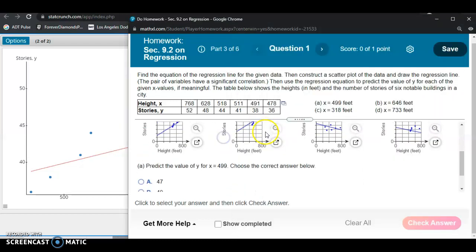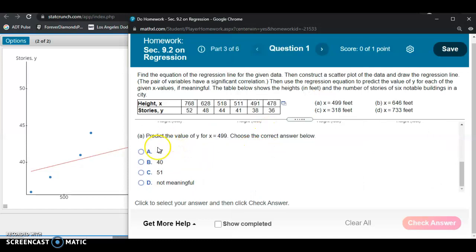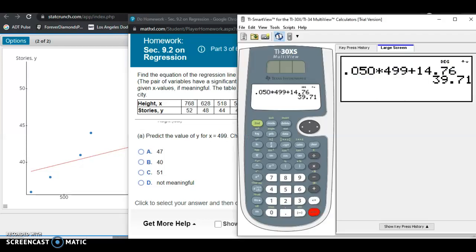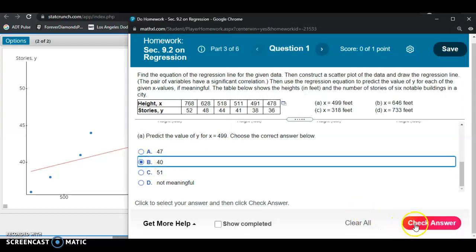All right, so if you look at our answer choices, these are the answer choices. Okay, and neither of them look like what our calculator is giving us. So remember, the number of stories in a building is a whole number. So we're going to go ahead and round that to the nearest whole number, so 39.71, when rounded to the nearest whole number would be 40. So let's select answer choice B.